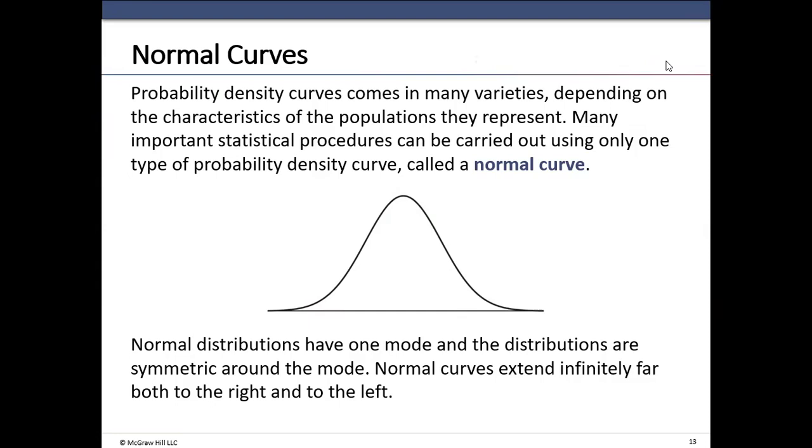That means one value on the horizontal axis has the highest relative frequency, only one mode. Remember, the mode is the number that appears the maximum number of times, that is, the maximum relative frequency. In this case, on the horizontal axis, there's only one point whose relative frequency is highest, and that is the mode. Normal curves extend infinitely far, both to the right and to the left. Although it looks like the tail on the right touches the horizontal axis, actually it never touches the horizontal axis or goes below it.